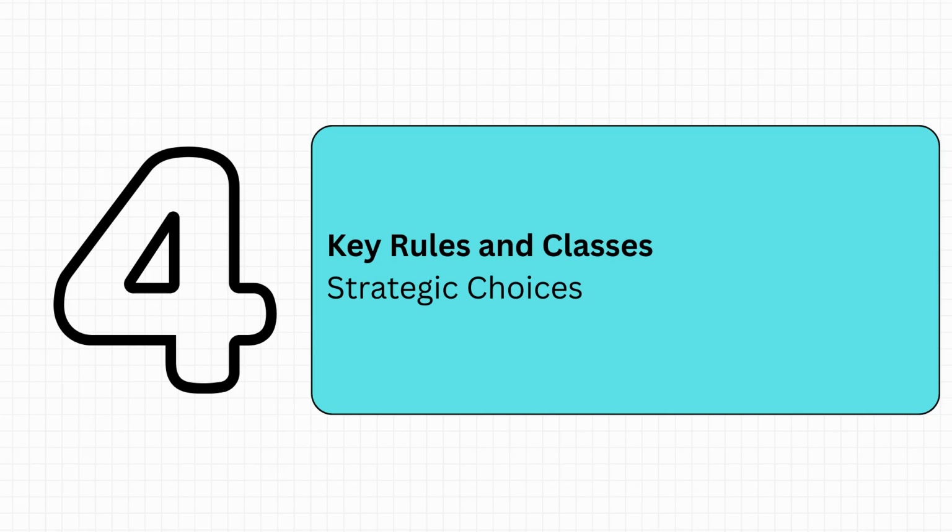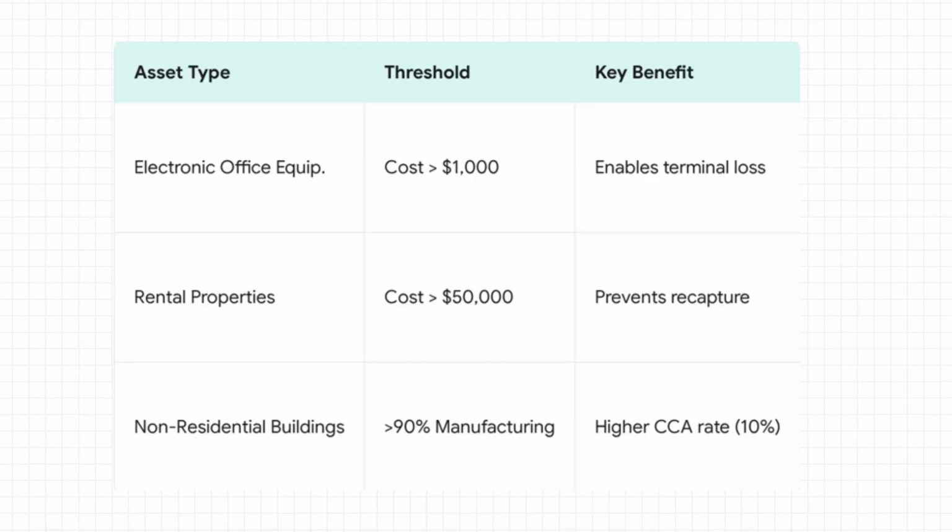All right, you're doing great. Let's switch gears and talk about strategy. So far, we've talked about rules for big pools of assets, but sometimes it's way smarter to just pull a single asset out of the pool and put it in its very own class. We call this elections. Let's see why. This table breaks down three key times you'd make this move.